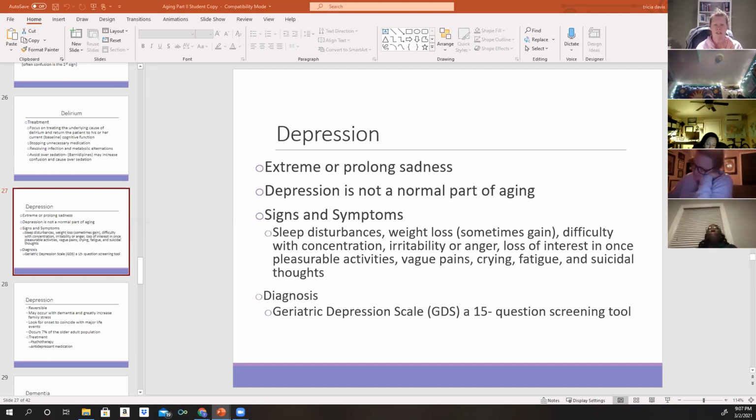Financial situations can also cause problems, depending if they don't have enough money for food, or they don't have enough money to pay their bills, or they don't have enough money to even get their prescriptions. This can lead to feelings of depression.